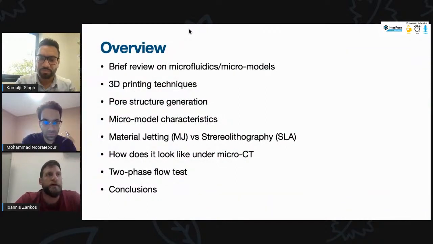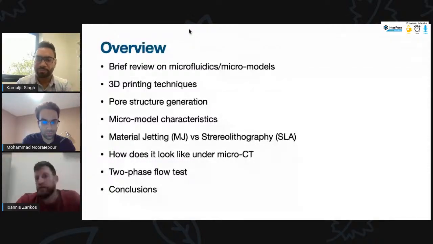First, we're going to talk about a brief review on microfluidics and how they developed over time. Then we're going to focus mainly on the 3D printing techniques which can be used for microfluidic production. We'll continue discussing how we're going to generate a pore structure that can be used later for printing the micro model. Then we'll continue with the characteristics of the produced micro models. And then we're going to compare the two main techniques that we used, how they looked under micro CT, and if we came into some problems with it, the two-phase flow tests that we did on them, and of course how they performed.